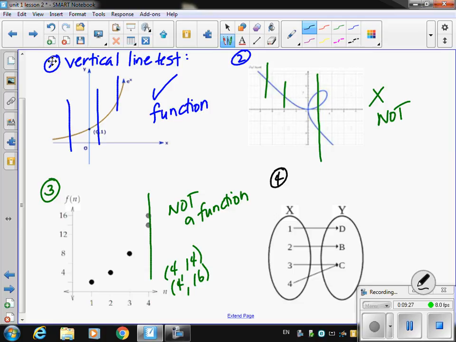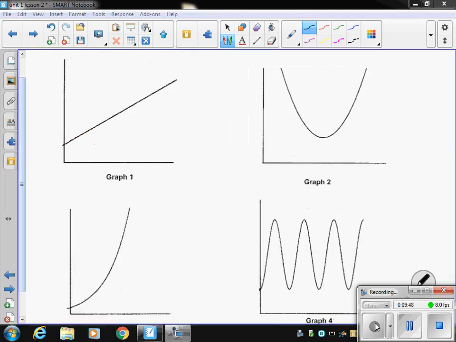So I'm allowed to have 2 values map onto C as long as I didn't have 3 mapping onto C and 3 mapping onto D. That would be a problem. This one is in fact a function because we have one y value for every x value.